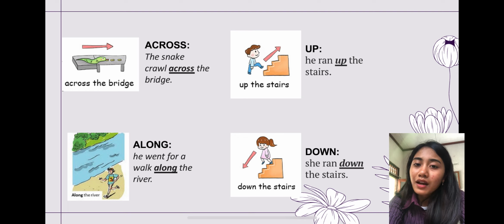Number 15, up. Movement from a lower point to a higher point of something. For example, he ran up the stairs. Number 16, down. Movement from a higher point to a lower point of something. For example, she ran down the stairs.